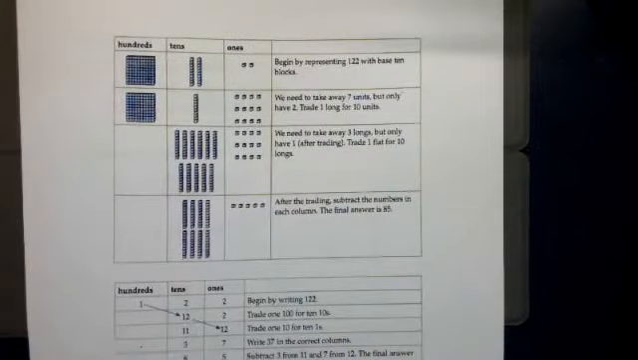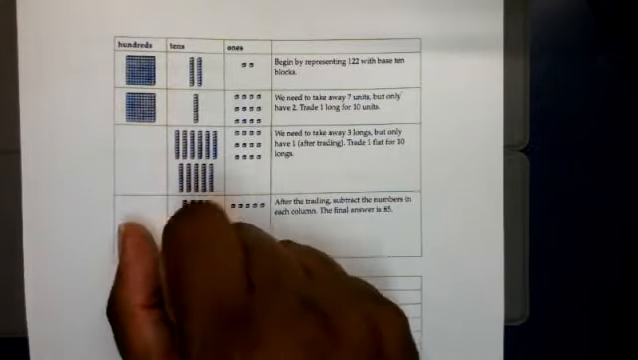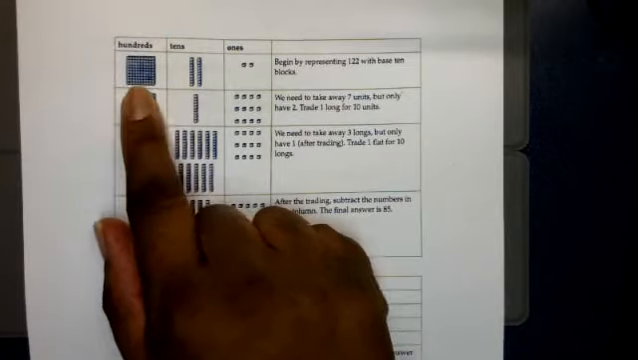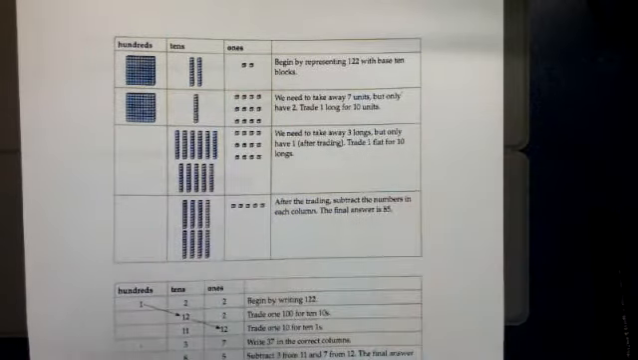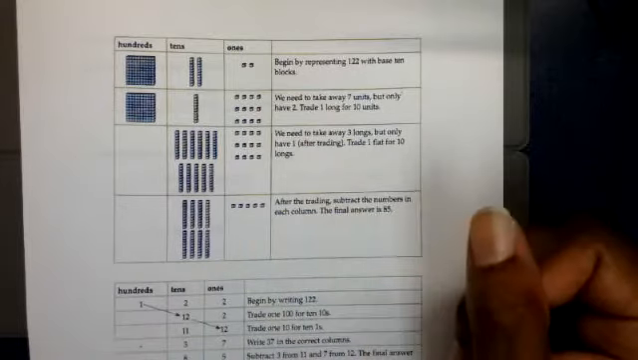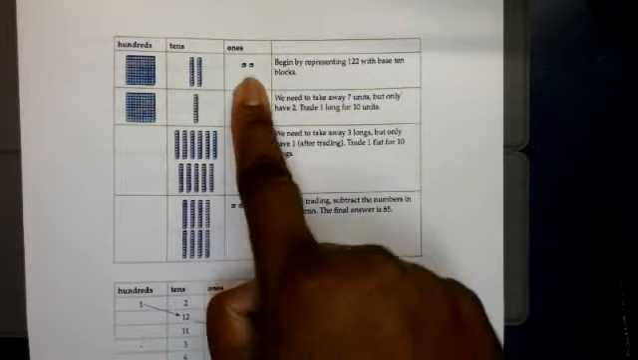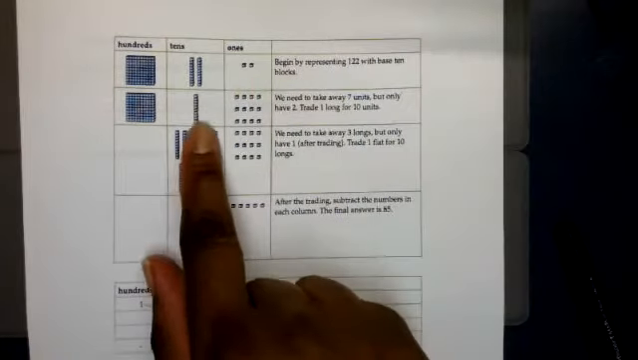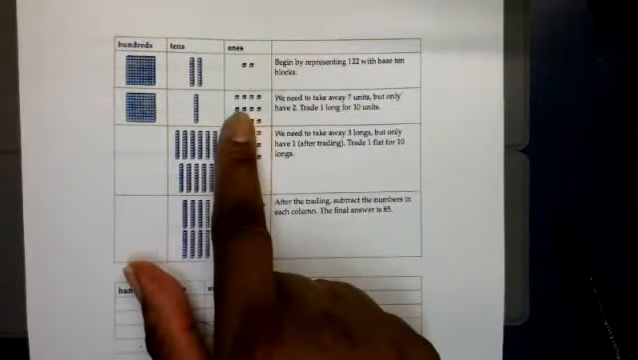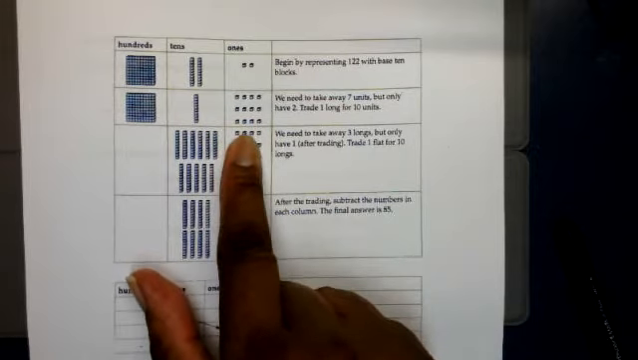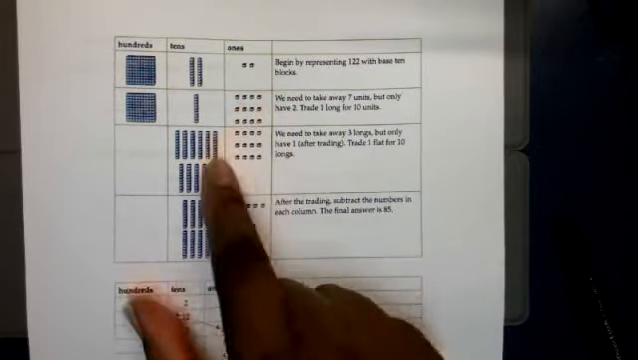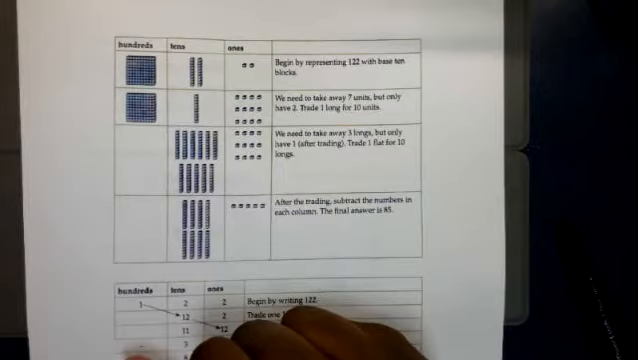Here it is, 122 minus 37. We begin by representing 122 with base 10 blocks. So here, 122 is represented by 1 flat, 2 longs, and 2 units. Now, in this case, we need to take away 7 units, but we only have 2 units. So this is where we trade one of the longs for 10 units. So that means we'll have a total of 12 unit pieces.